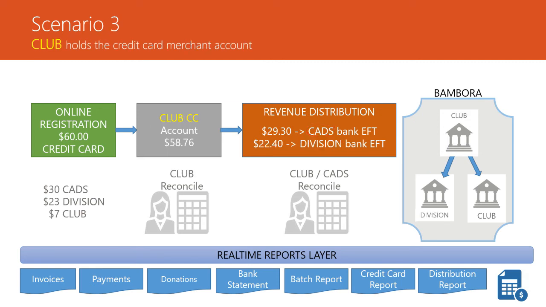And the third, you can see where this is going, the club holds the account. And so the cash, this time it goes into the club's bank, and then the revenue distribution says, well, how much goes to CADS again and how much goes to the division this time? And the instructions then, Bambora will take the money out of the club and send it to CADS and send it to the division. So that's how the three different scenarios work depending on who holds the merchant account.